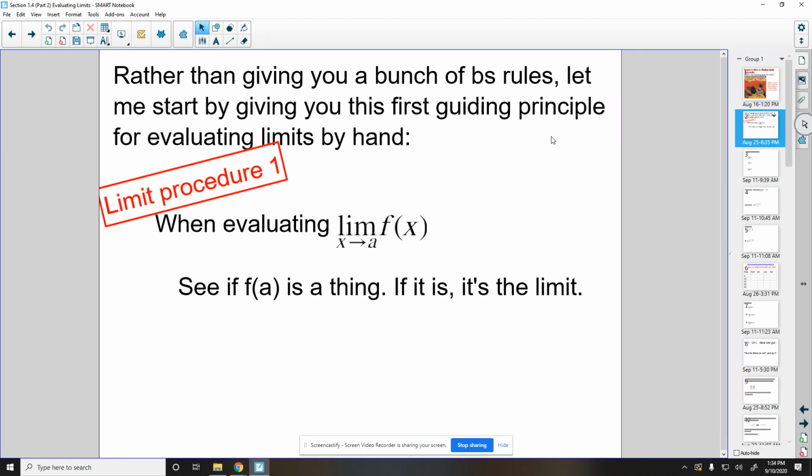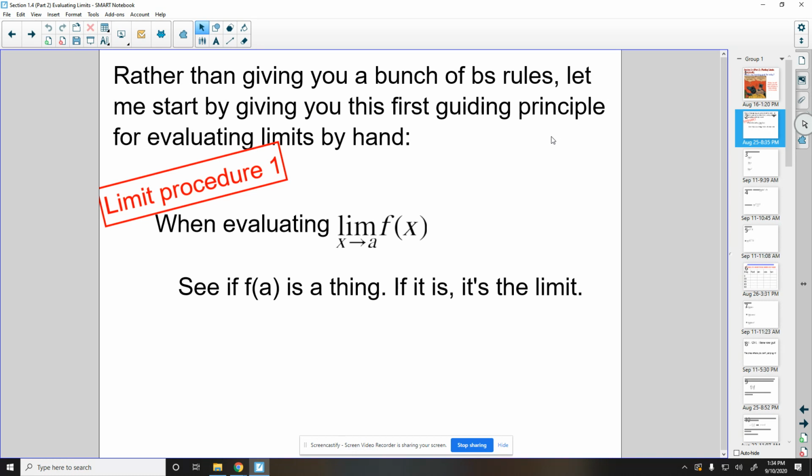All right, so basically, there are a lot of different procedures for how you're going to go about finding limits when there's no graph given, okay? I'm going to go through the procedures one by one, starting with the simplest and getting to the hardest at the end, okay? So let's go through this first procedure.